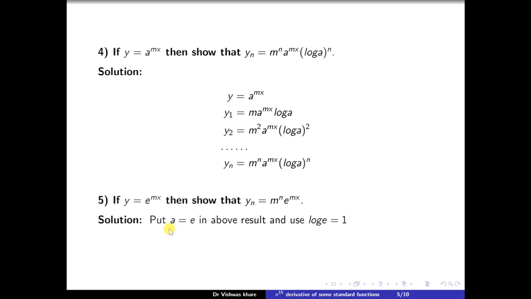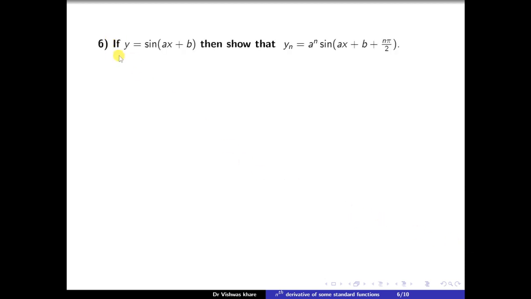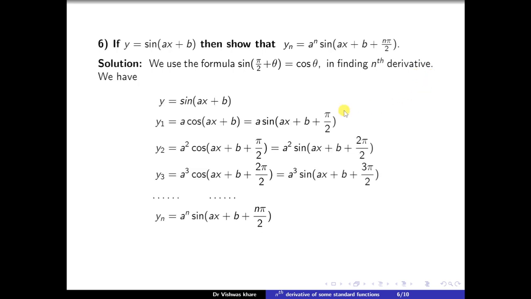Solution. Put a is equal to e in the above result and use log e is equal to 1. Now let us take this example. If y is equal to sine(ax plus b), then show that yn is equal to a to the power n sine(ax plus b plus n pi by 2). Let us see the solution. We use the formula sine(pi by 2 plus theta) is equal to cos theta in finding the nth derivative.